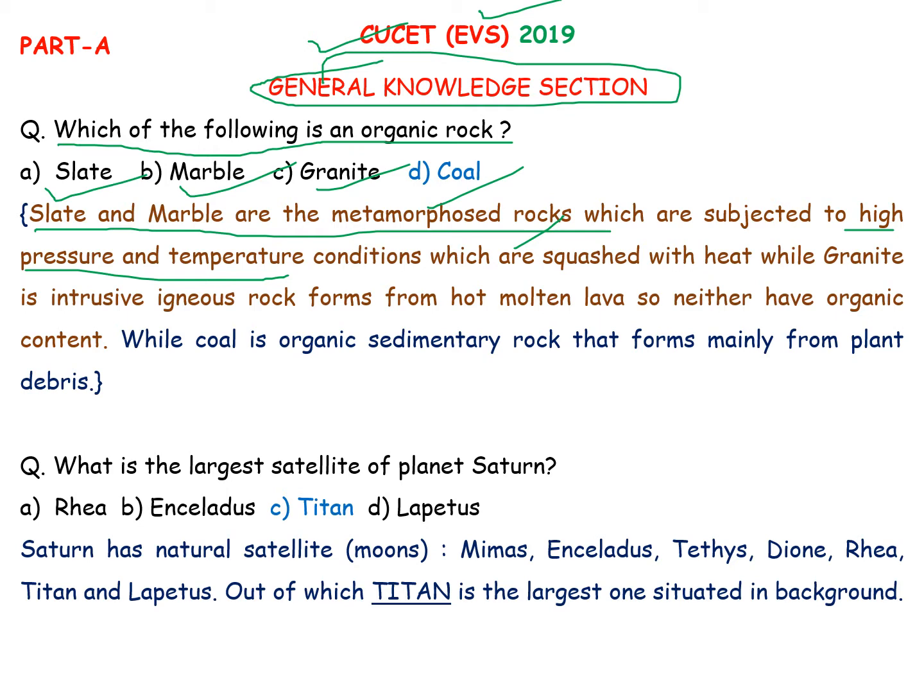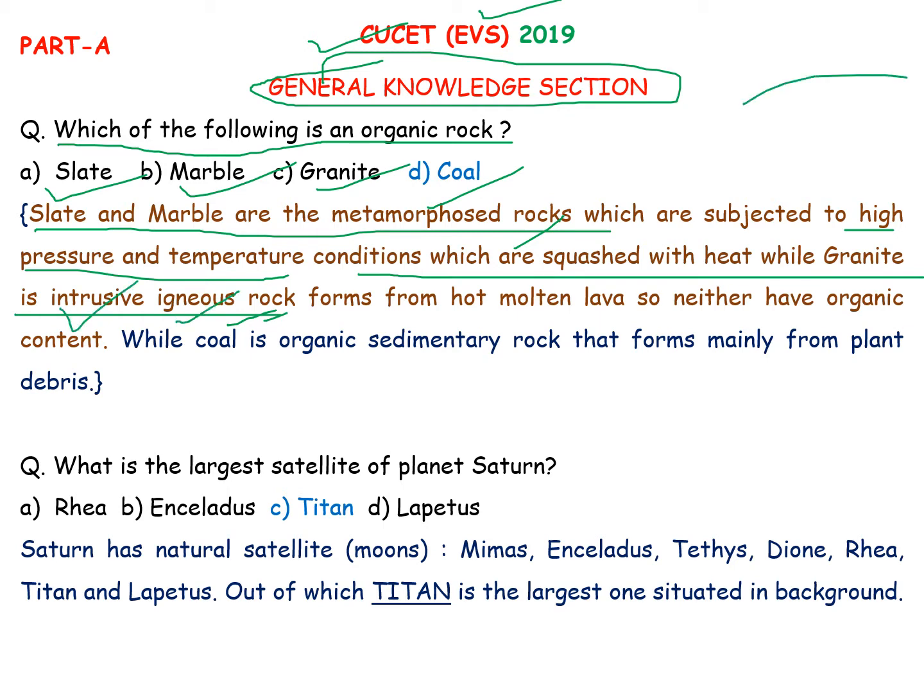Now there are some more rocks which are subjected to high pressure and temperature conditions. Those are metamorphic rocks, which are squashed with heat, while granite is an intrusive rock. Now we know granite is an igneous intrusive rock. What does igneous intrusive rock mean?